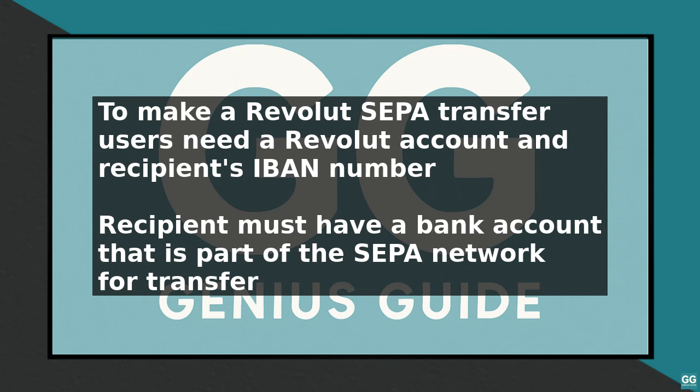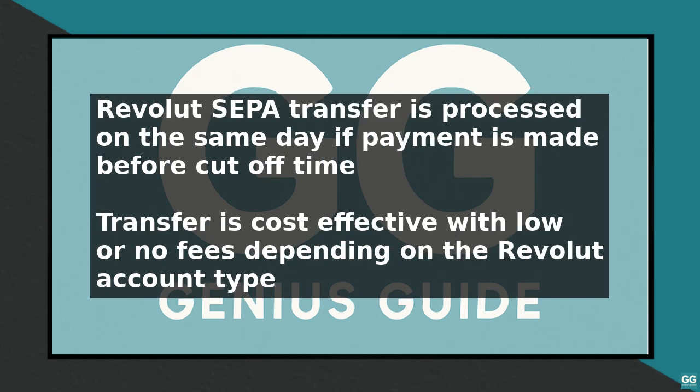Once you have entered the IBAN number, you can enter the amount you want to send and select the currency, which in this case is euros. The SEPA transfer is usually processed on the same day if the payment is made before the cutoff time, which is usually in the afternoon. The transfer is also very cost-effective as the fees are usually very low or even free depending on the type of Revolut account you have.